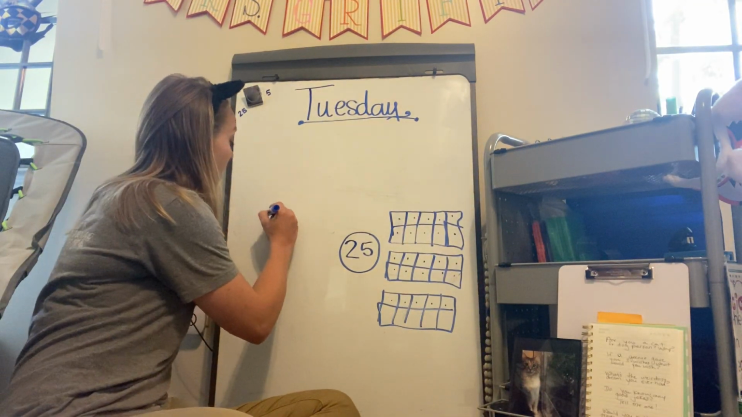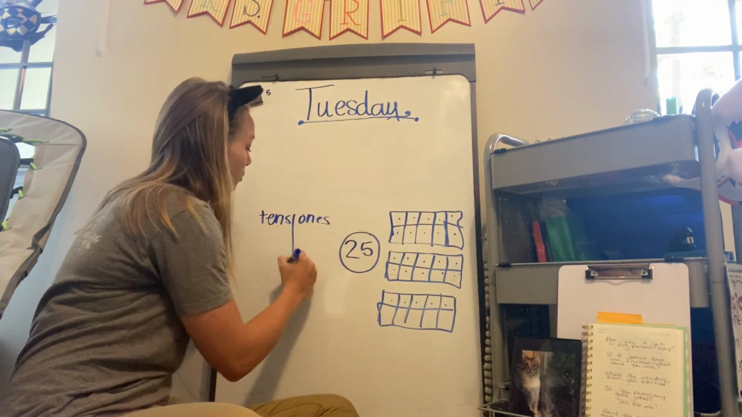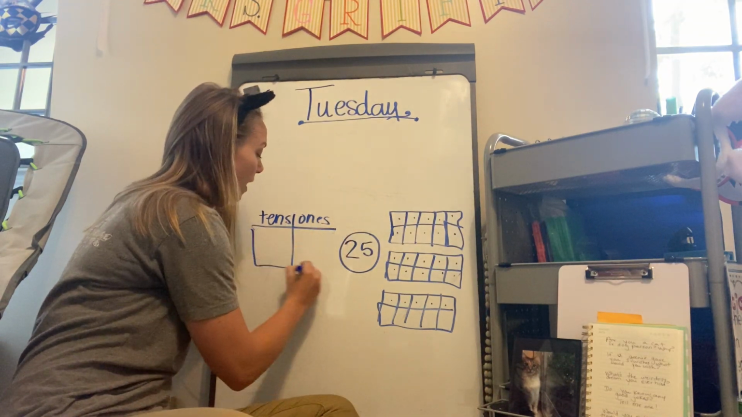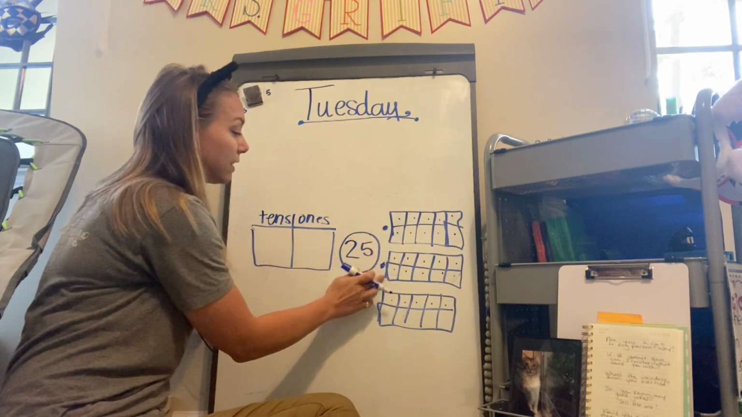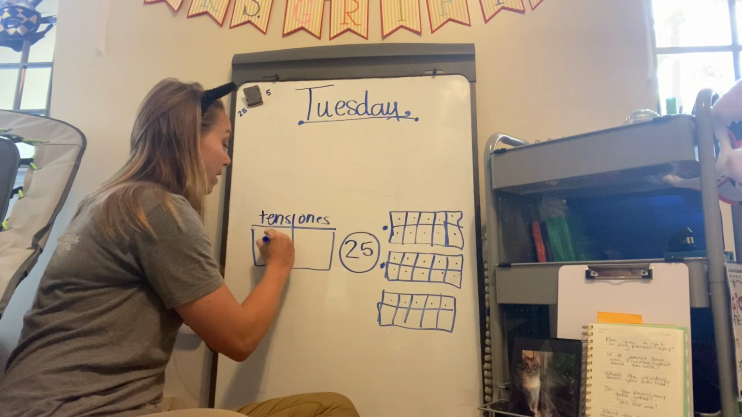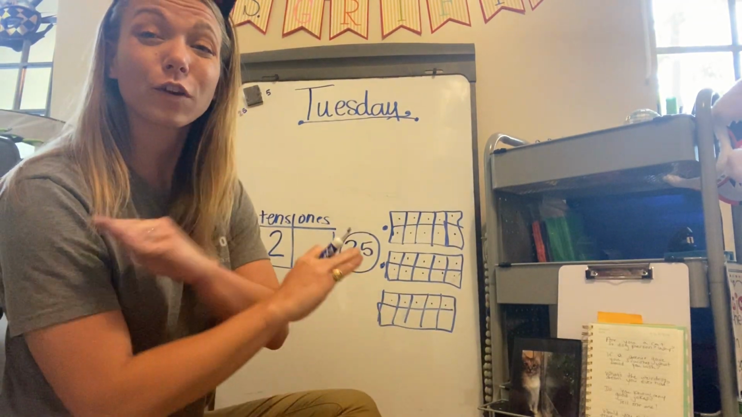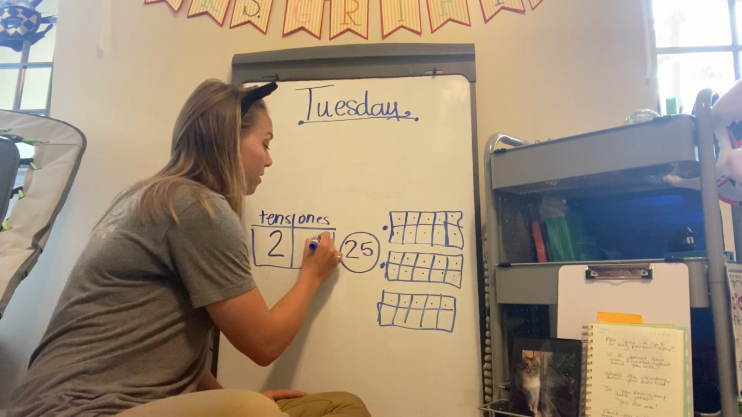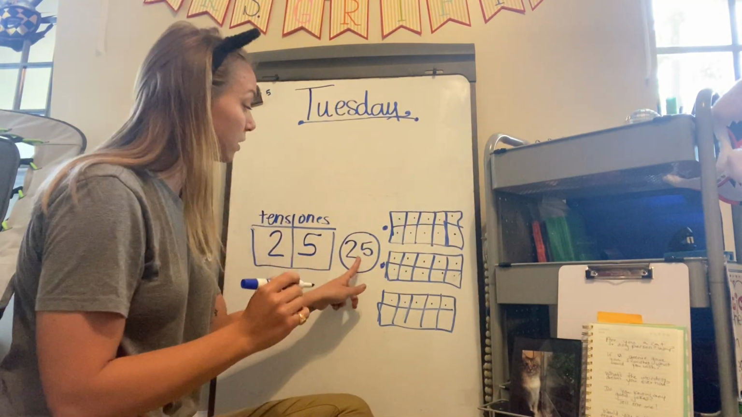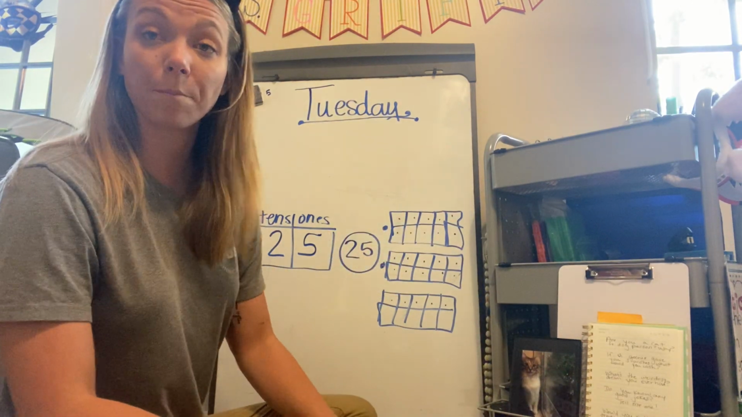When you write your 10s and 1s, I want you to always look at your 10 frames. Think how many groups of 10 do you have? 2. And how many leftovers? Your 1, never forget, is always what you have left over. We have 5 left over. I know that this is right because it matches my original number.